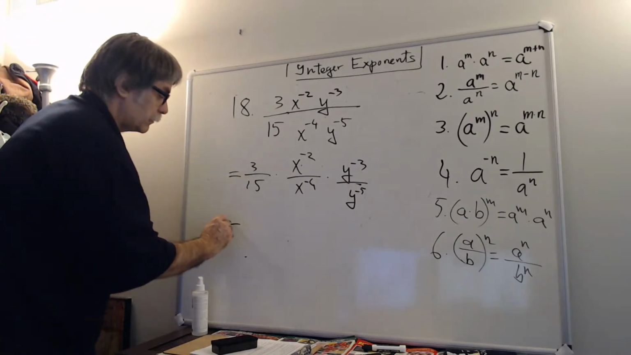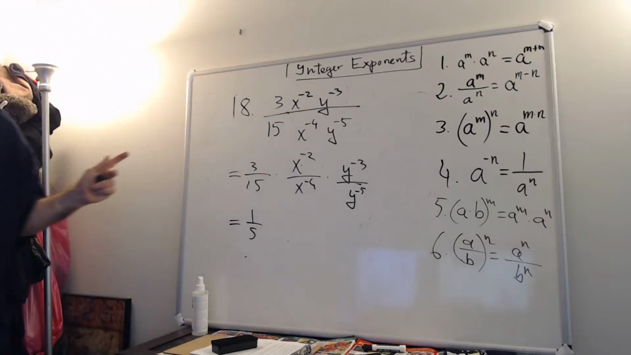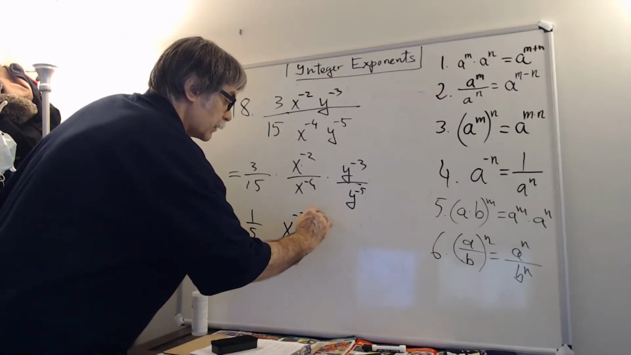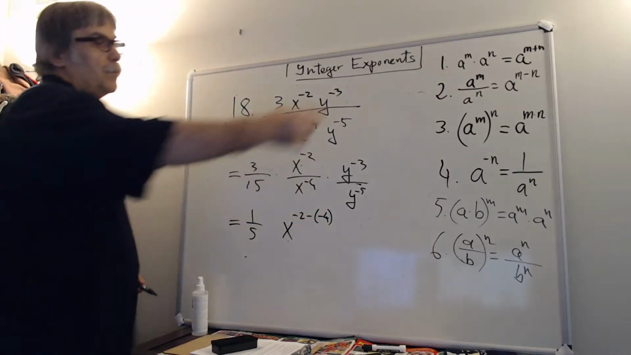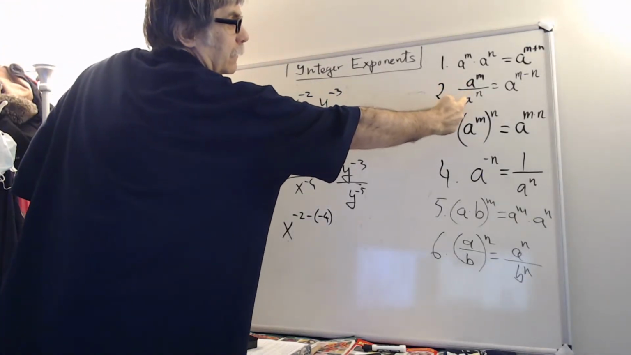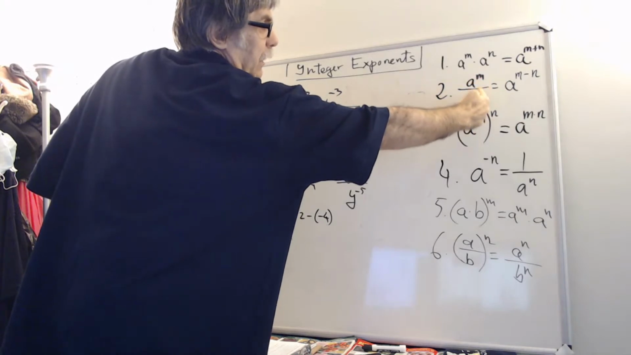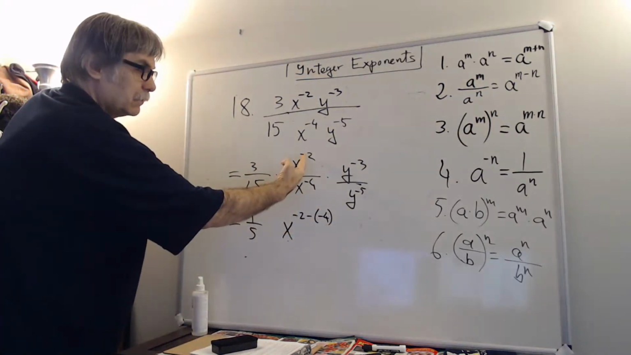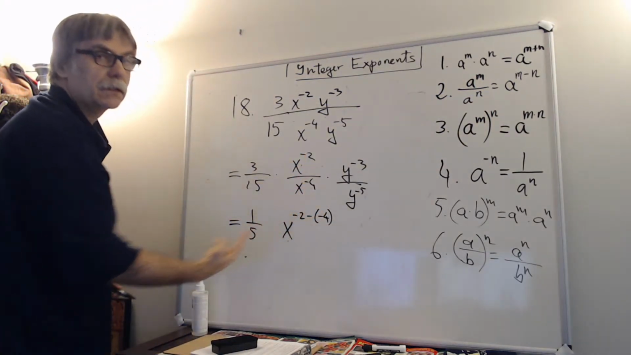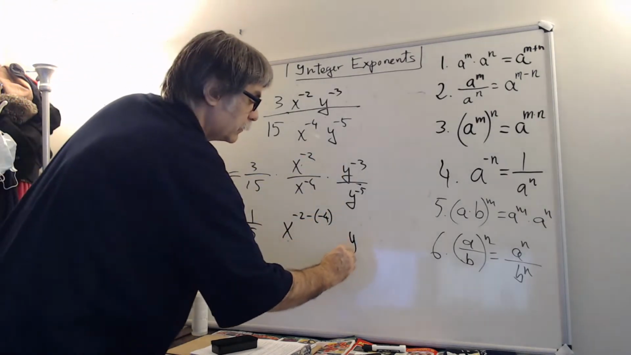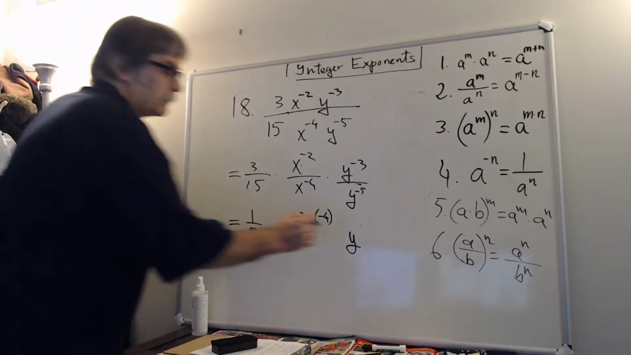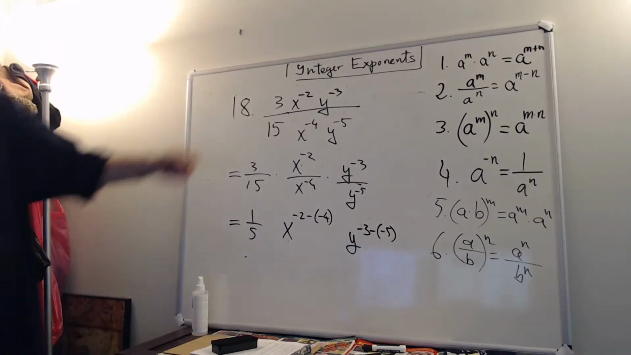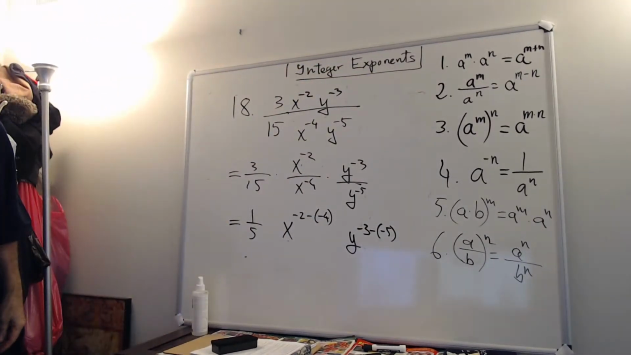Now I have here 1/5. I'm just reducing it, dividing up and down by 3. Here, by the power rule, I have -2 minus -4. Why is that? Power rule. You write the base, and you subtract up minus down exponents, right? -2 minus -4. That's right here. And I do the same thing here. Why? -3 minus -5 again. I'm using the same rule here, the power rule.